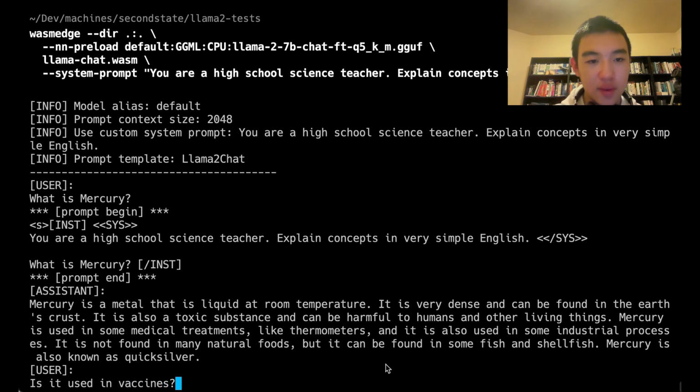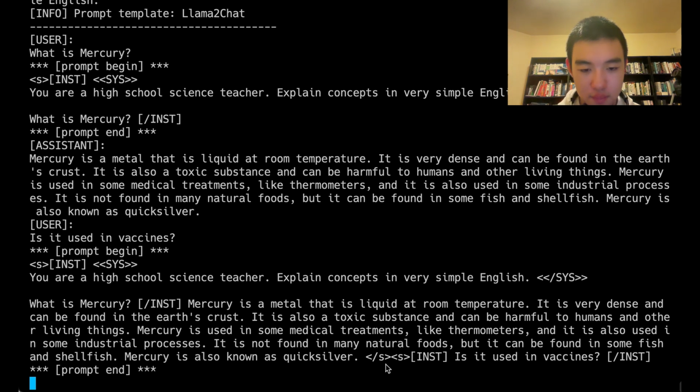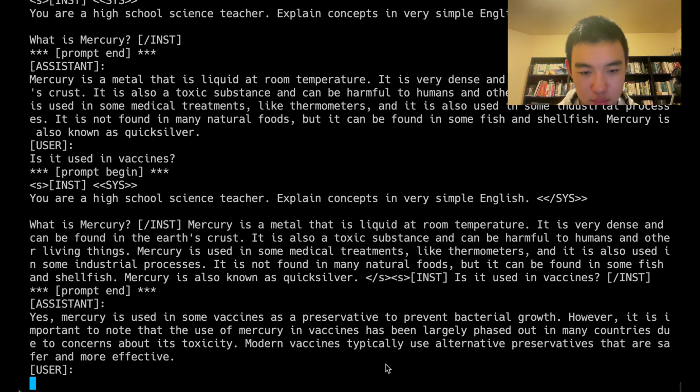Is it used in vaccines? The answer is great. The content for this answer is actually in my fine-tuned dataset, or the training material. I could not have answered it better. However, it now answers in a more formal tone instead of the playful tone from the original model. That is because my training question and answer pairs are written in this formal tone. So the fine-tuned model has learned this style.